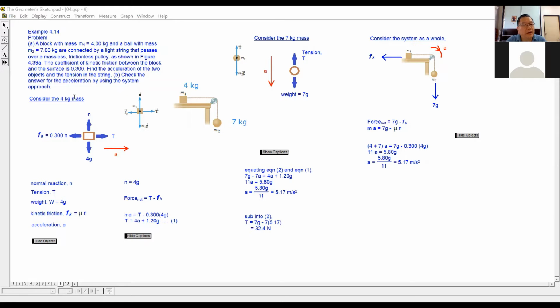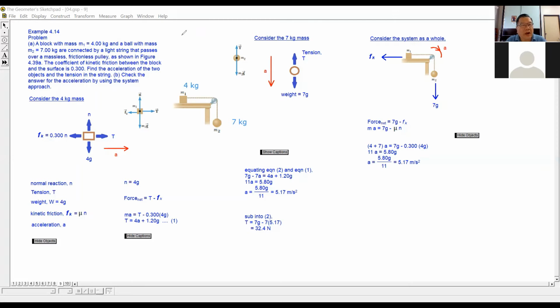Okay, so the second part is the system approach. The meaning of system approach is you are going to look at the system as a whole. For the first part of the question, we are considering the objects one at a time. That is, we consider the 4 kilogram mass and the 7 kilogram mass, we look at them individually. But for the second part, we are going to look at the system as a whole.